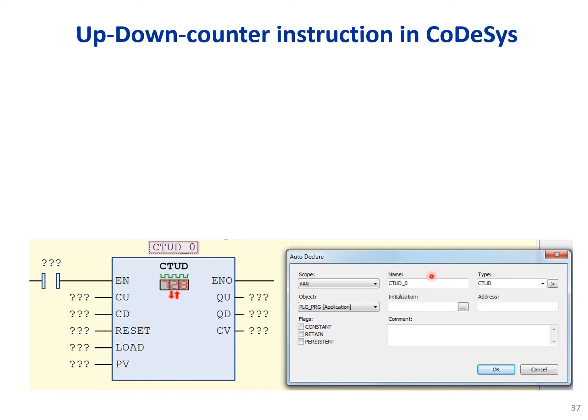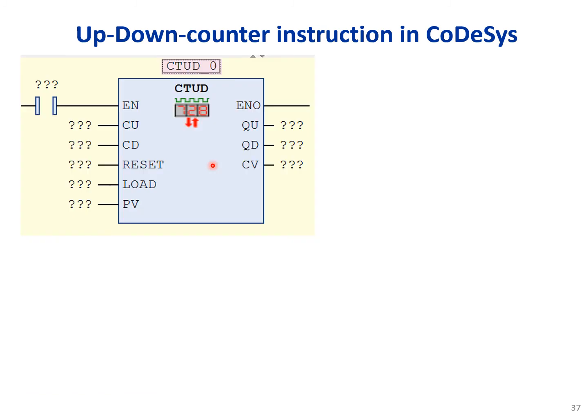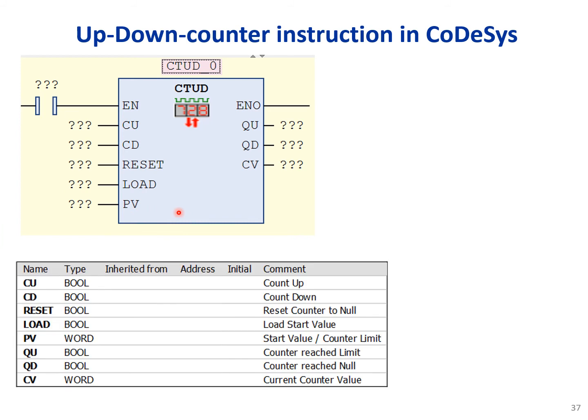So we need to choose a name, and then the counter will be displayed on the auto variable declaration form. So that will be displayed there. Here we have our counter now, and we could set any of these values, load and preset. Here we have the detailed instruction of each input and output, very similar to up counters and down counters.